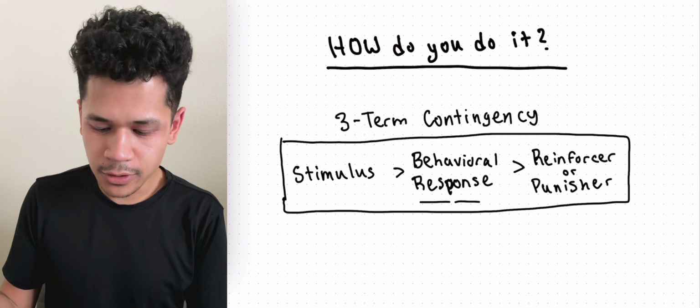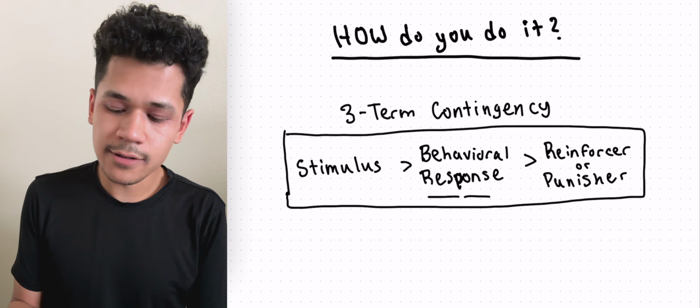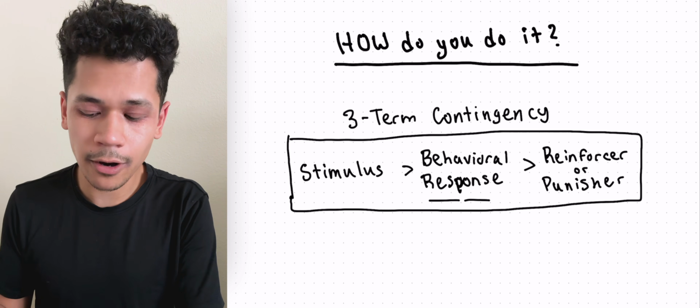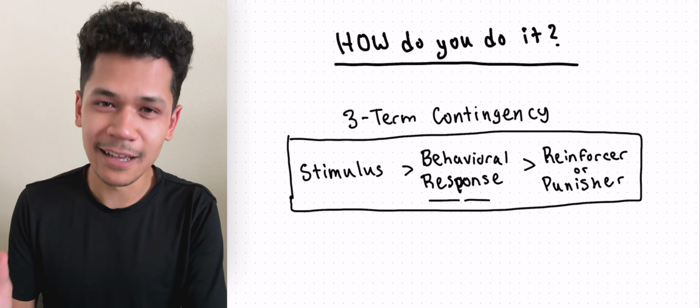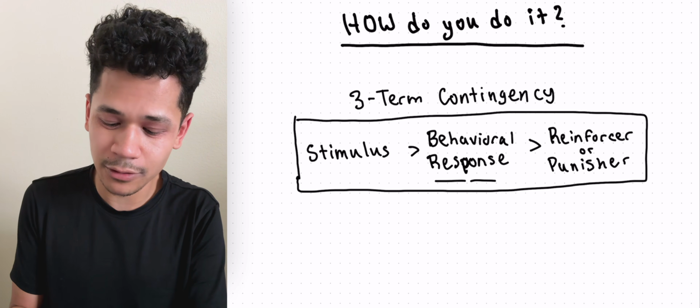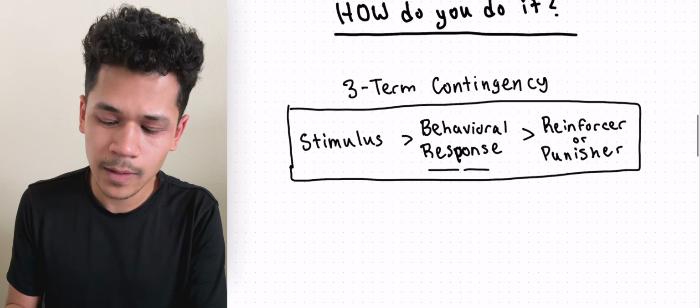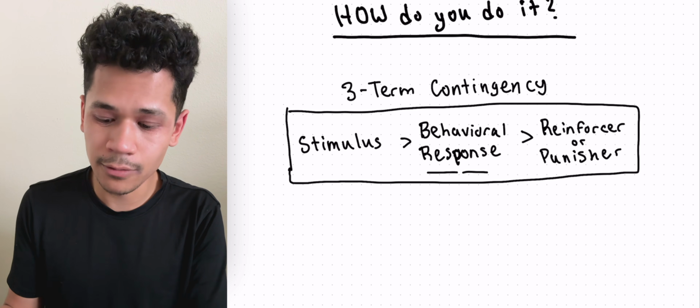So how do you do it, right? The first thing you have to understand is something called the three-term contingency. And if it sounds fancy, it sounds complicated, I promise you, it's very simple once you understand the definitions here, right? So you have three components to the three-term contingency.